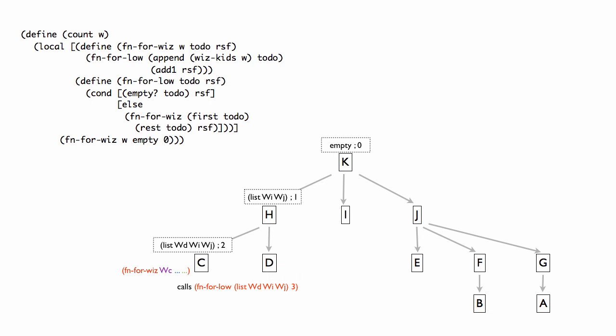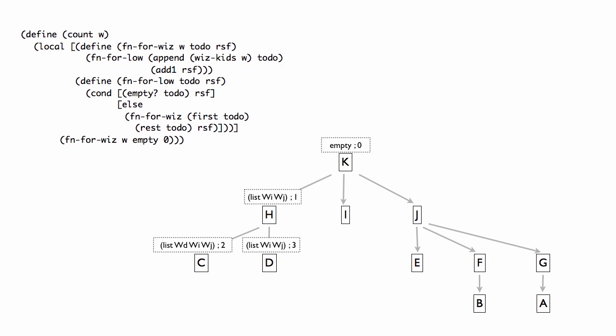So now we call fun for LOW down here with these sort of non-existent kids. Fun for LOW takes the first thing off the list. What is it? D. We call fun for whiz with D as the first argument, with the list IJ as the second argument, and with 3 for RSF as the third argument. Notice a very interesting thing happened there. Because we've made this tree traversal tail recursive, it never produces a result until the end.